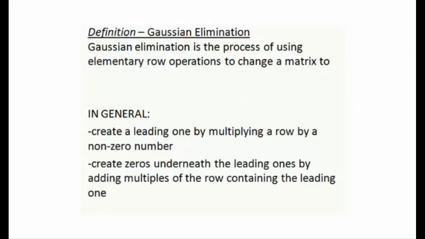Inside this lesson, we're going to take a look at Gaussian elimination. This is the process of using elementary row operations to change any given matrix into row echelon form, or REF. In general, we're going to create leading ones by using type 1 operations, that's multiplying an entire row by a non-zero number. Also, we're going to create zeros underneath our leading ones by using type 2 operations. That's adding a multiple of one row to an existing row.